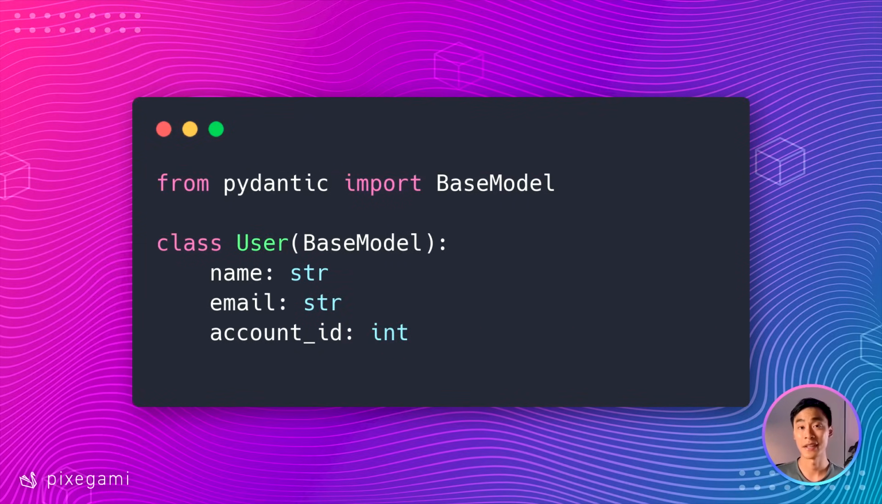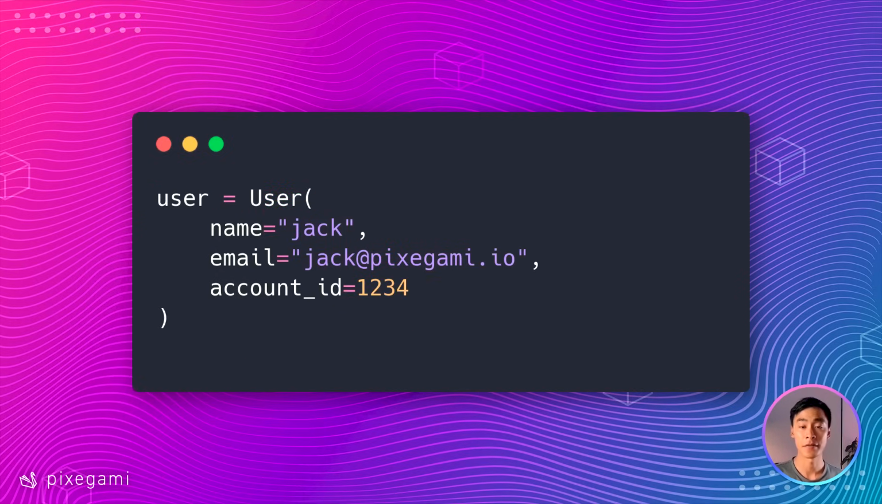To create a Pydantic model, first define a class that inherits from the base model class. Inside the class, define the fields of the model as class variables. In this example, I'm creating a user model and it's got 3 fields. A name, which is a string, an email, also a string, and an account ID, which is going to be an integer.